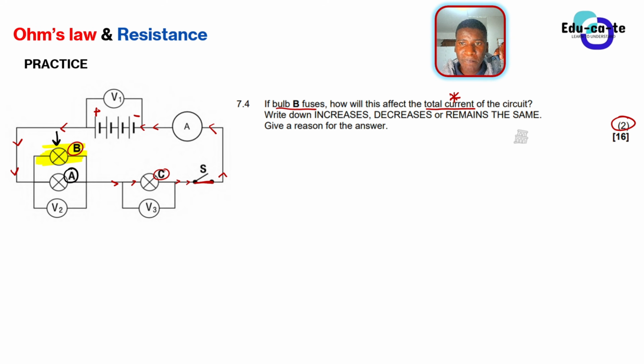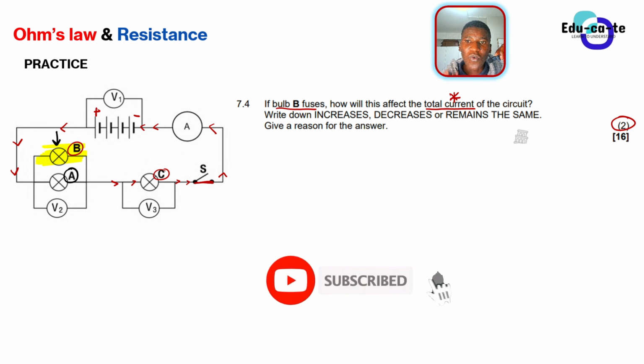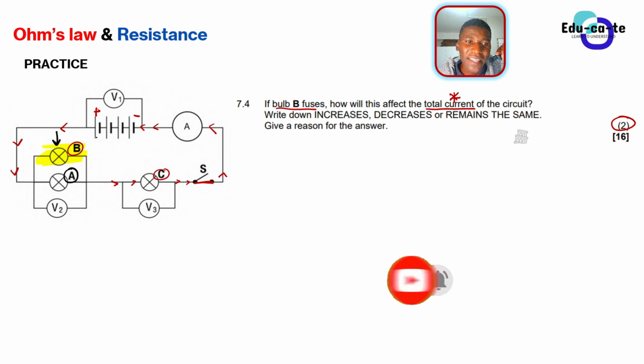But the moment bulb B fuses, the current will not be able to go to bulb B, because it's no longer working. The system is dead. So we are removing a bulb in parallel. It's like we are removing a resistor in parallel. Remember, when you add a resistor in parallel, the total resistance decreases. Here we are removing a resistor that is parallel to A.